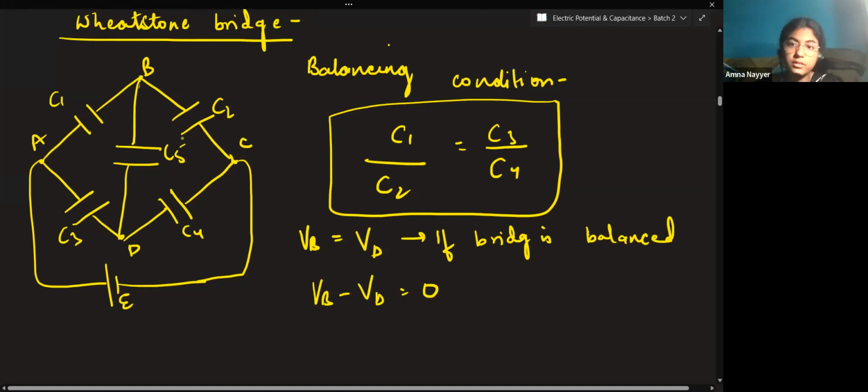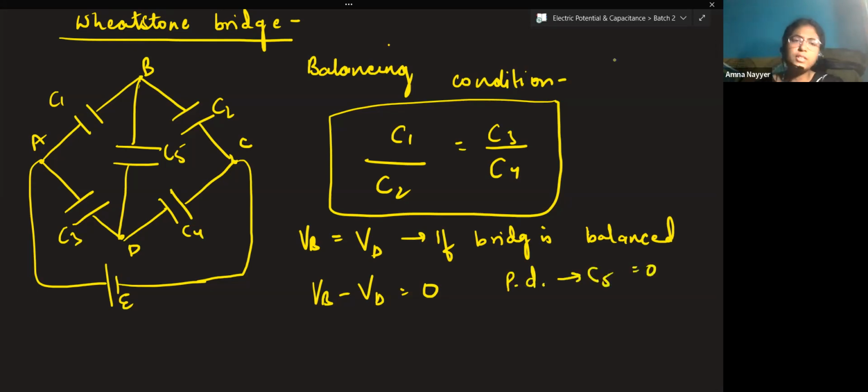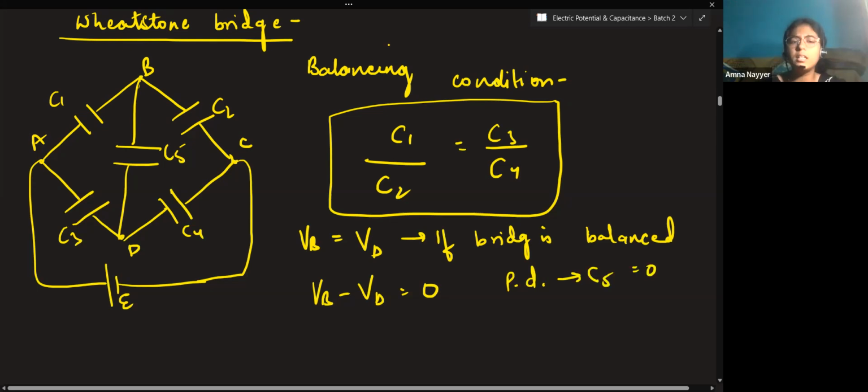If you see such a condition, you have to first identify whether it is balanced or unbalanced. So potential difference across C5 will also be 0. See, if there is no charge flowing through this wire, then remove this wire. So what you can see, C1 and C2 will get connected in series and C3 and C4 will get connected in series and their resultant will get connected in parallel.